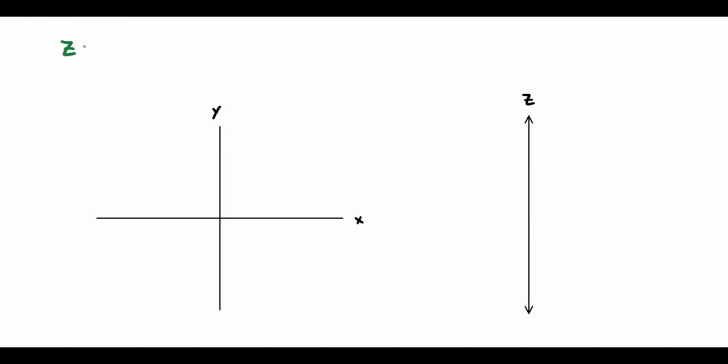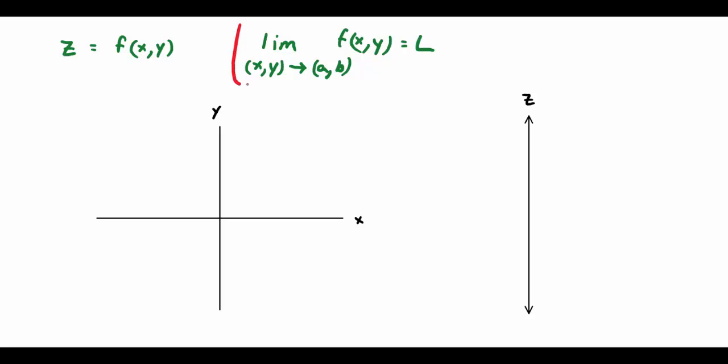Now let's talk about the limit of a two-input variable function, z equals f of x y. The notation looks much the same. We say the limit as (x, y) approaches (a, b) of f of (x, y) equals L. So it looks much the same, this notation. All right, so what does it mean?